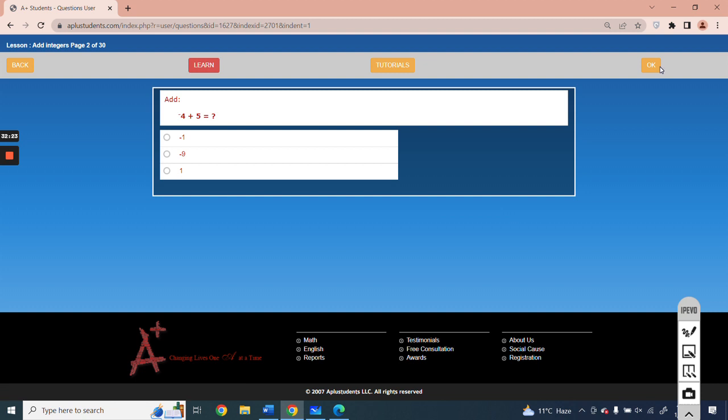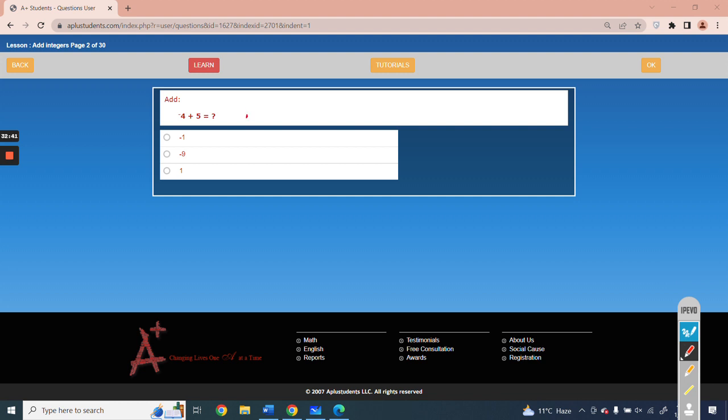Okay, the next one is -4 plus 5. So you are adding a positive and a negative number. Got it? Whenever you are adding a positive and a negative number, you have to subtract. And the answer must have the sign of the greater number. 5 take away 4 is 1.